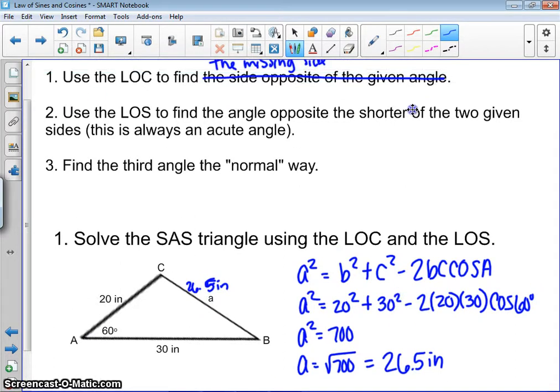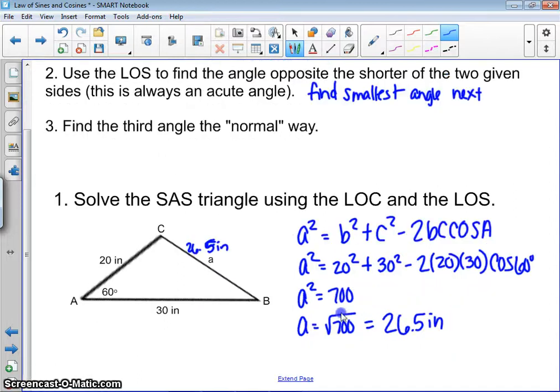So the second step is to use the law of sines to find the angle opposite of the shorter leg. So basically you're going to find the smallest angle next. And the way that you're going to know what the smallest angle is is by looking at what's the smallest leg. The smallest angle is going to go with the smallest leg. So that's going to be angle B that we need to find. So I'm going to set my law of sines up.